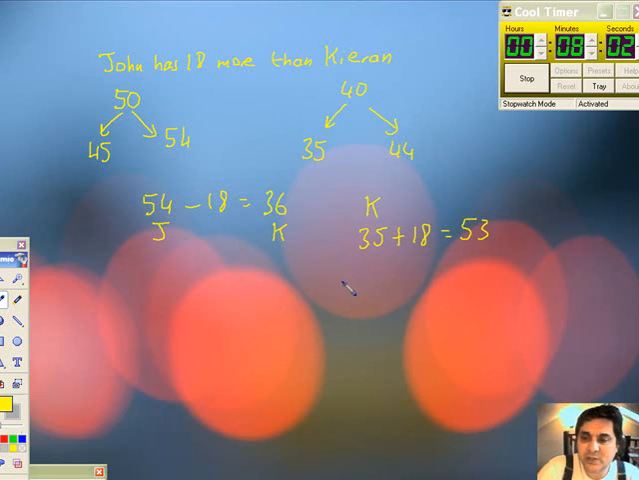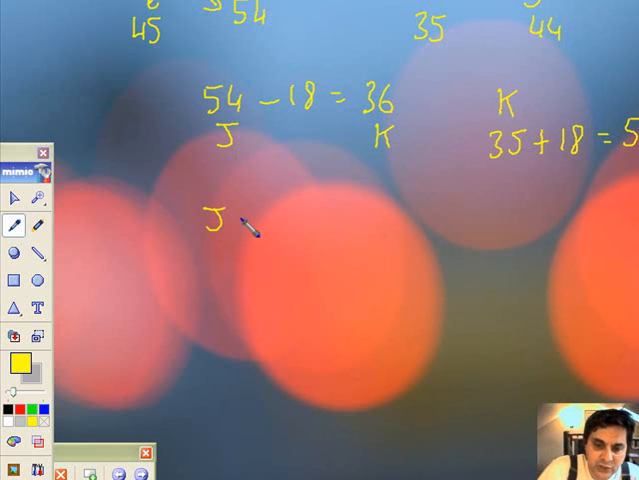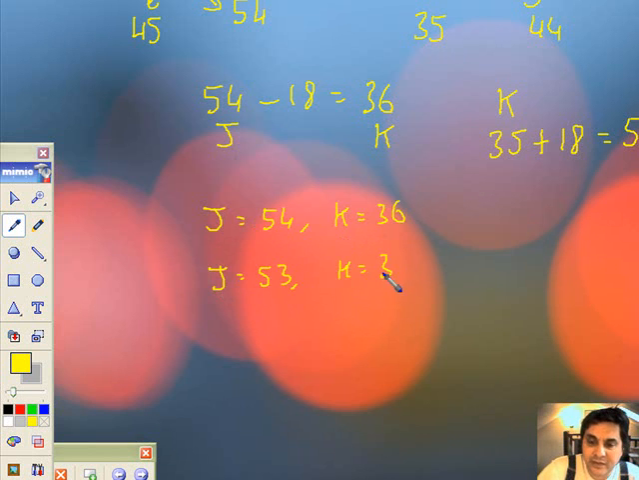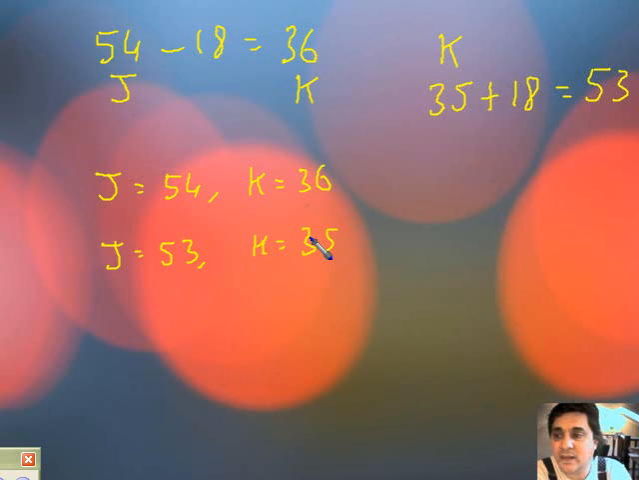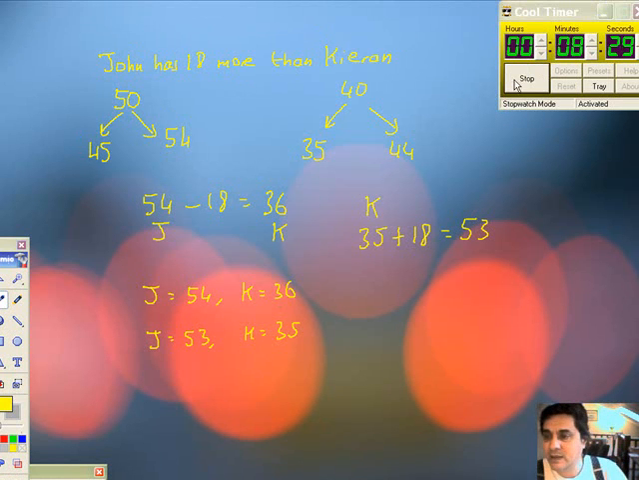So therefore these are my two answers. John can have 54 and Kieran can have 36. One set of answers. John can have 53 and Kieran can have 35. Okay, can't drop any lower than that, so I think that's where we're going. Alright, so these are the two sets of answers and I'm very happy with that, and I'm now going to stop the video and move on.